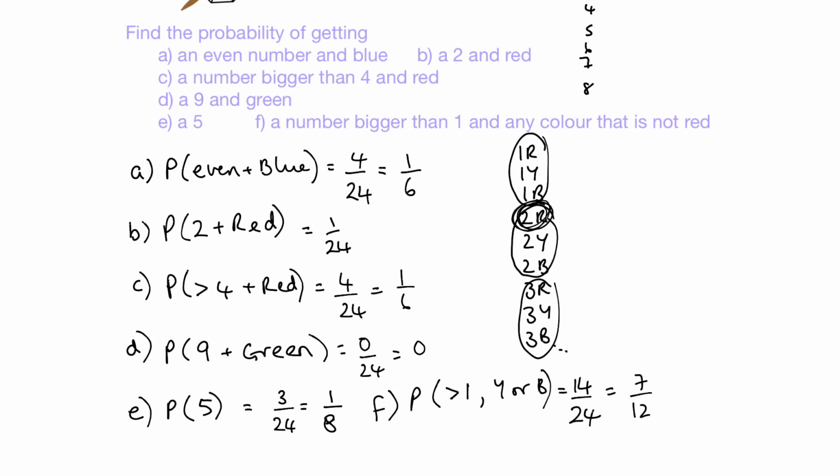So this one was a little bit more complicated because there was more to think about, but each time you get a question like this, if you write out, or at least start to write out, the different outcomes, then you'll spot the pattern and you'll be able to do it a lot more easily.